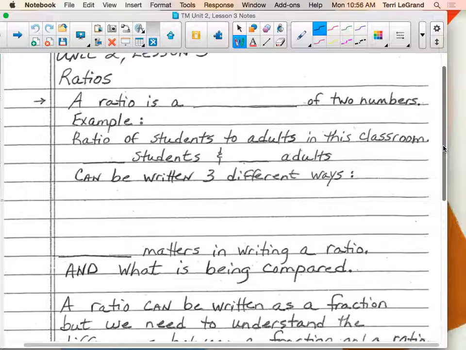So the first thing we need to talk about is, what is a ratio then? A ratio is a comparison of two numbers. So let's fill in the blank with the word comparison. When we want to compare two numbers, we can set them in relationship to each other in a ratio.